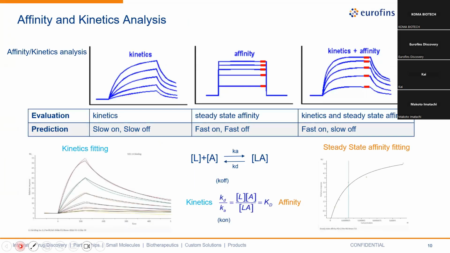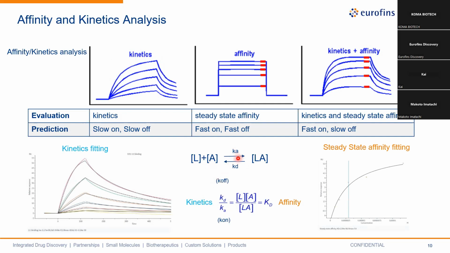So as I say, if you flow one concentration of the analyte, you get one sensorgram. If you flow a different concentration of analyte, you get a titration of sensorgrams. Then you can overlay them, and using all of those concentration overlays, all of those sensorgrams, you can fit them to obtain the kinetic constants.